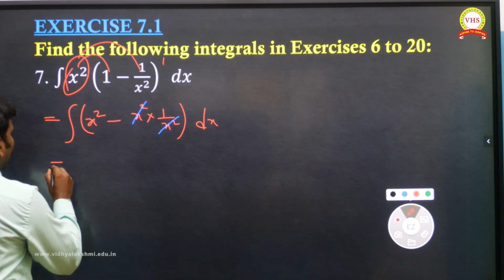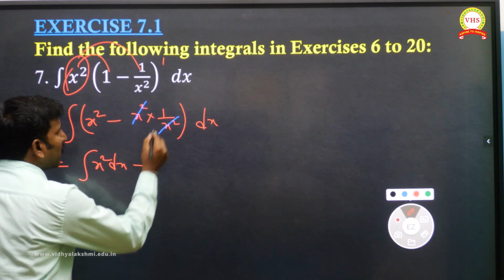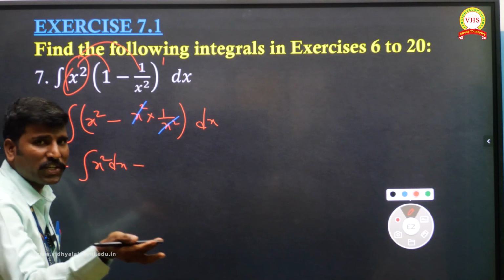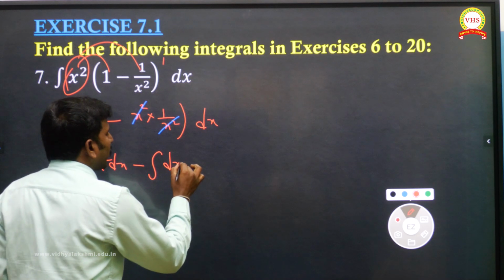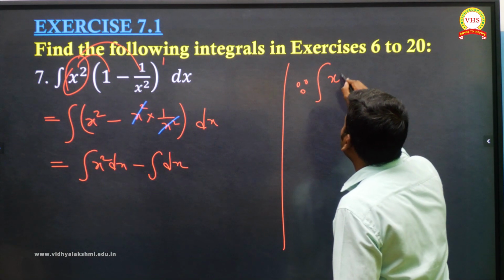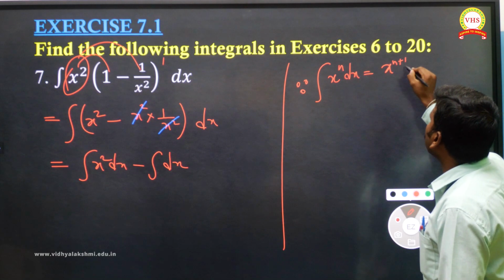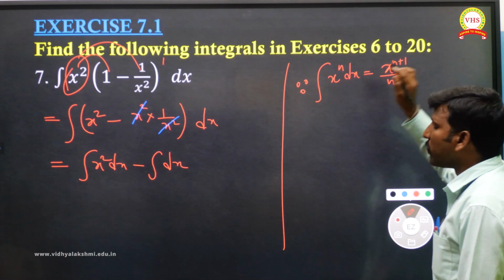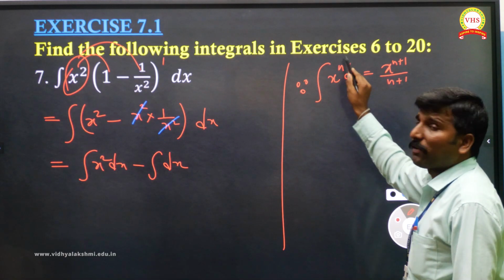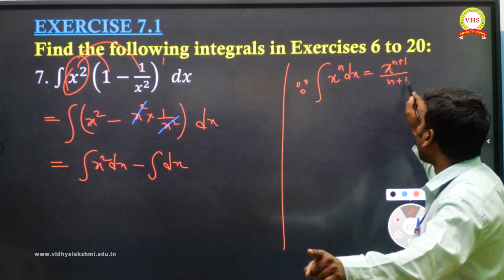Now what we have, apply the integral separately: x square into dx minus 1 into dx. What formula am I going to use here? Integral x power n into dx is equal to x power n plus 1 divided by n plus 1, which means with the power we have, we add 1, and the same n plus 1 we divide by. Don't forget.